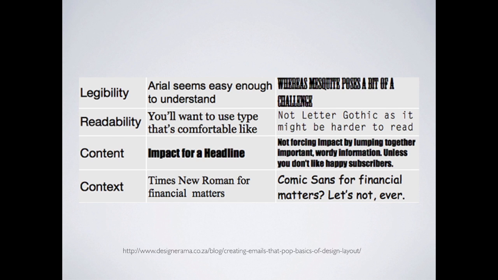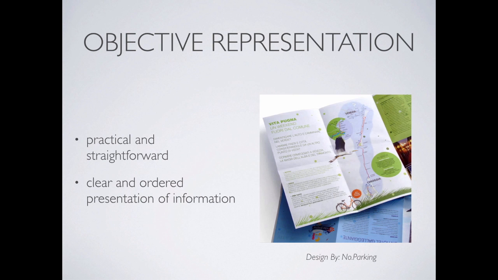Readability. You want to use a type that's comfortable, right? Letter Gothic, on the other hand, is a sans serif font. It's harder to read. And you can just see this as you scan through. One's easier to read than the other. Impact works for a headline, not so good for a paragraph. Times New Roman is great for newspaper, finance, something like that. Comic Sans, great if you're like a second grade teacher. So you want to think about what's it useful for and what's appropriate.